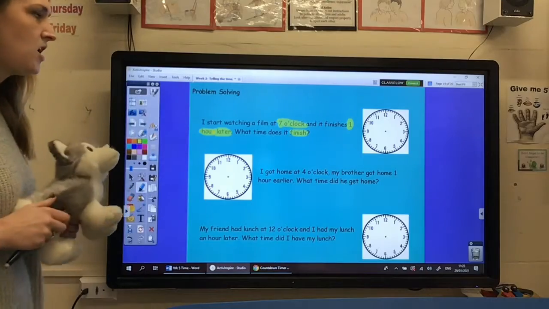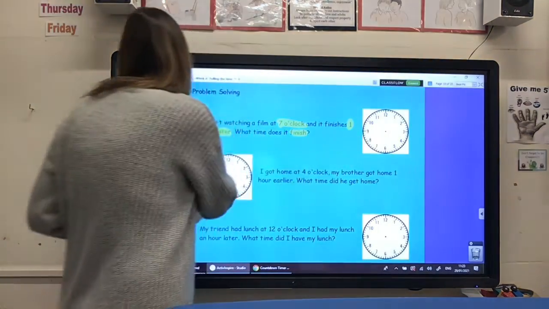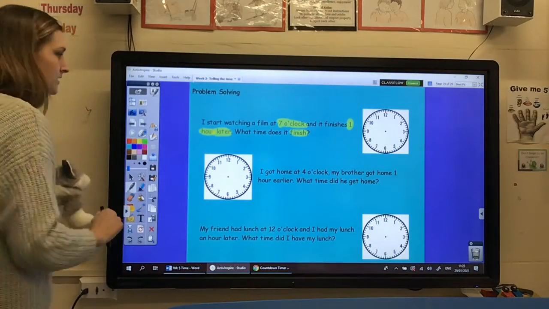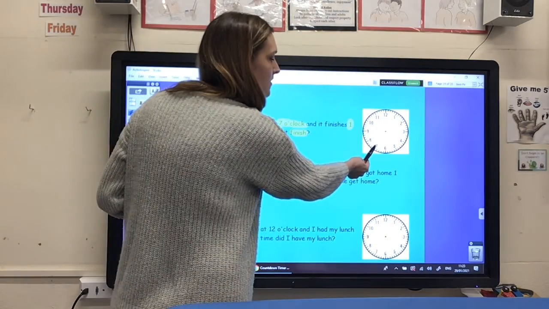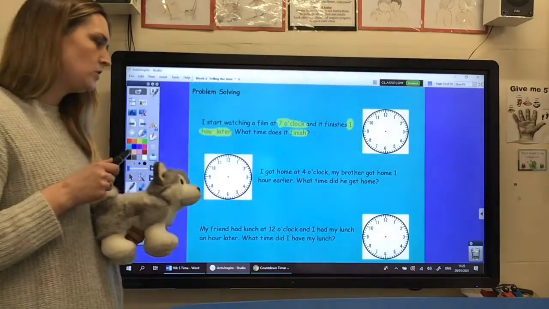Okay, so if we start with 7 o'clock, so our hand is pointing at our hour hand. We're going to add 1 hour. What time would it be?